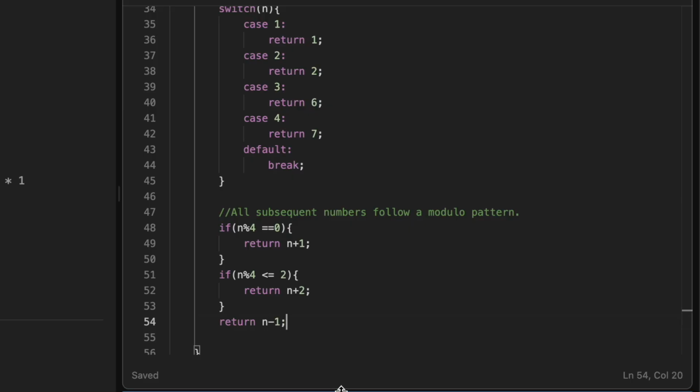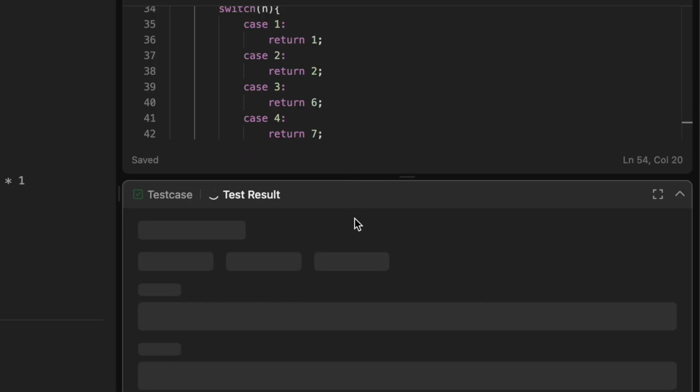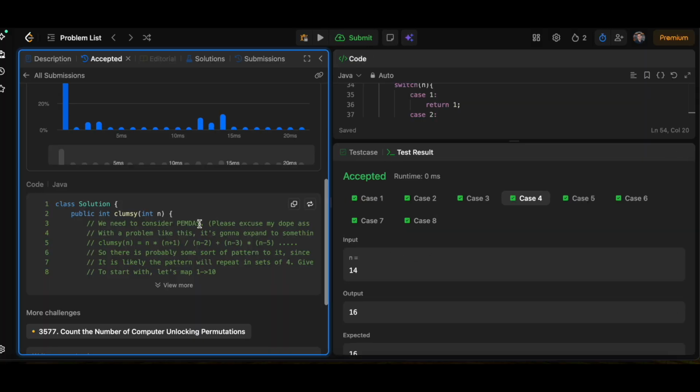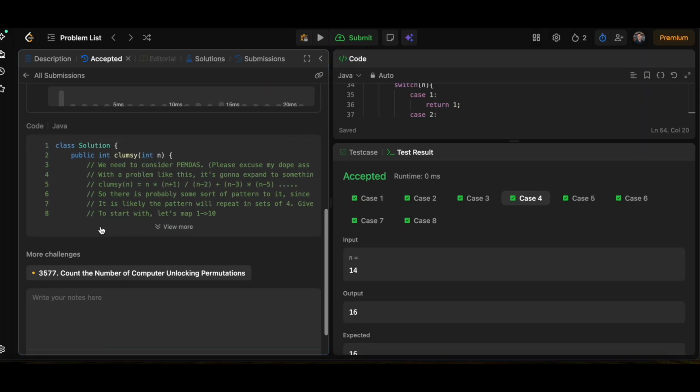Let's go ahead and run this code and see if it passes our test cases. Yes, it does. So we should be good to submit. Looks like we beat 100% at 0 milliseconds.